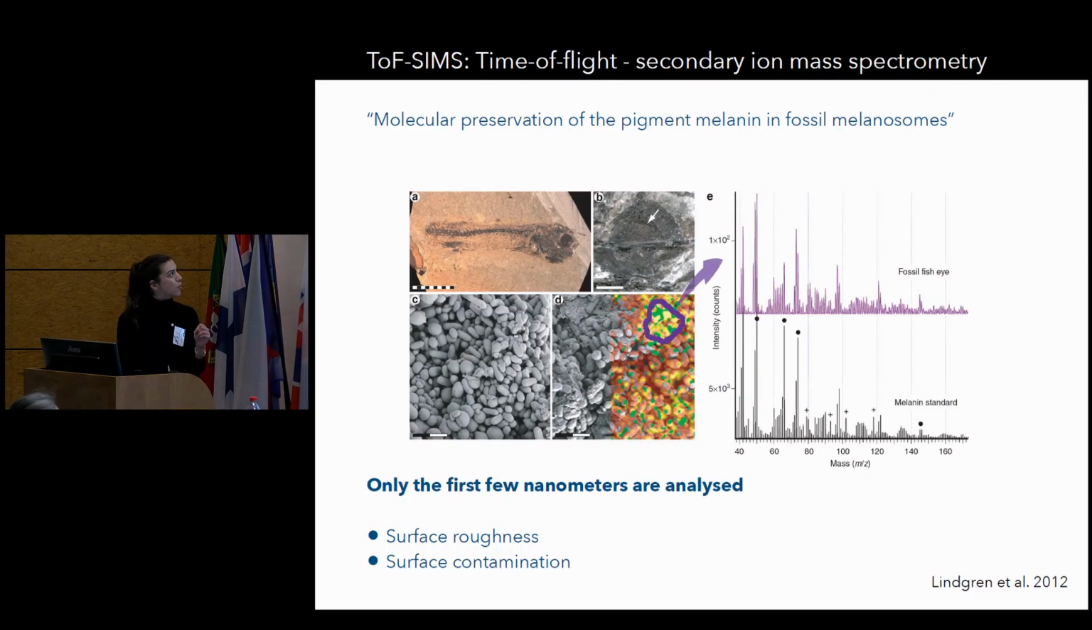Okay, so people have employed TOF-SIMS, time-of-flight secondary ion mass spectrometry, and there is beautiful work from Lindgren, looking at molecular preservation of biomolecules in fossils. But the problem with TOF-SIMS is that it's a surface technique, so only the first few nanometers are analyzed. Then our results are compromised by surface roughness and surface contamination. Mapping bigger areas with TOF-SIMS is not that straightforward.